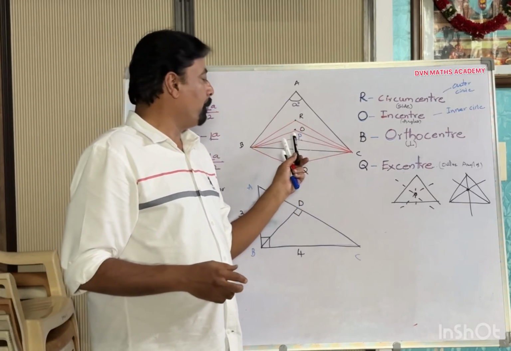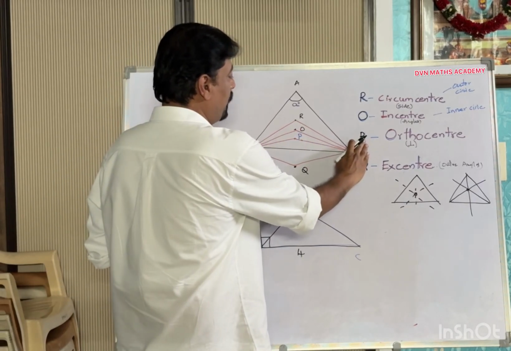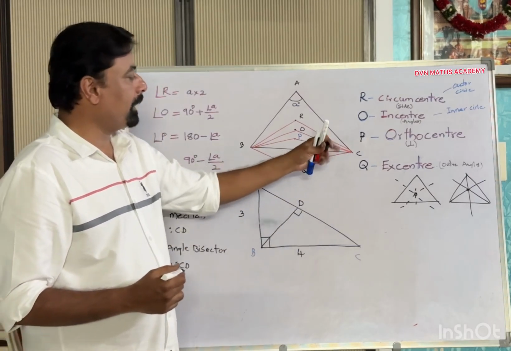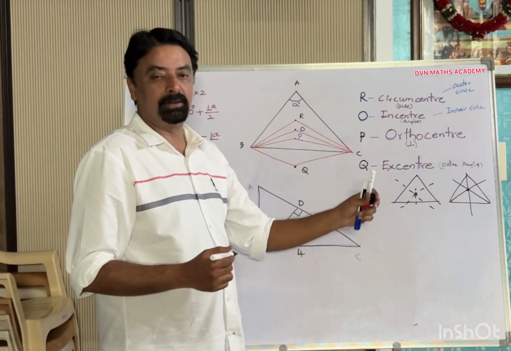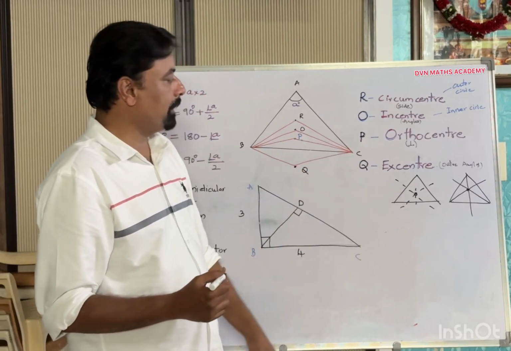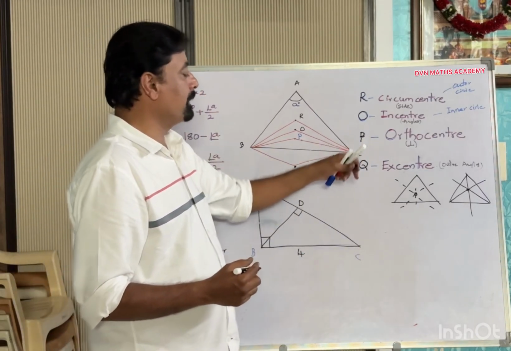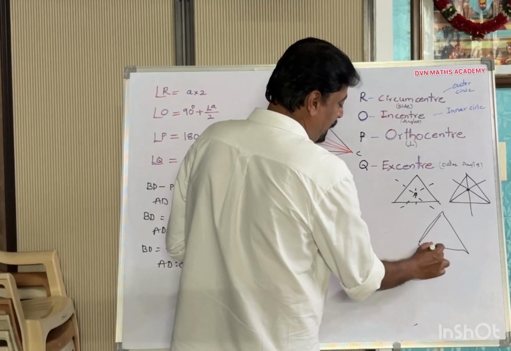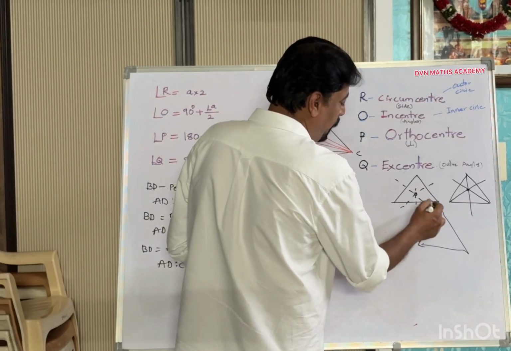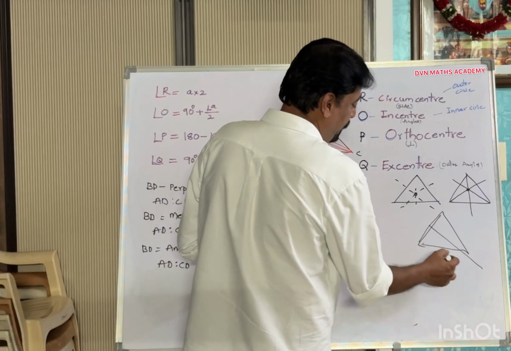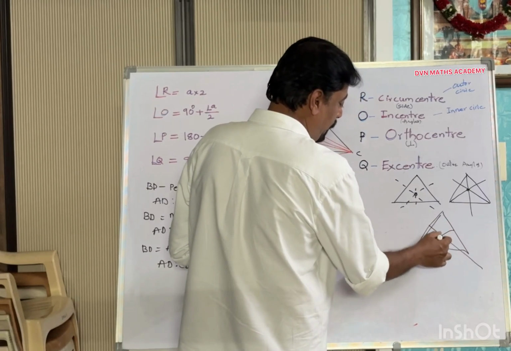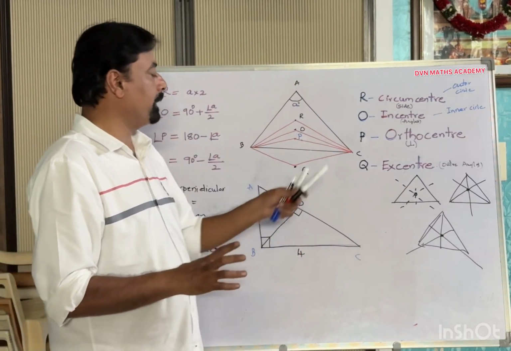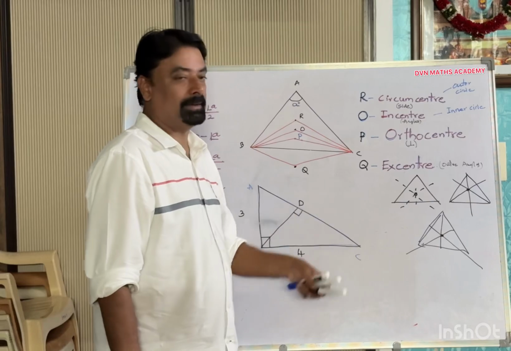And the point P, this is not B, this is point P, is called the orthocenter. This orthocenter is very, very important. Many times in competition exams, you will get this type of orthocenters. Orthocenter is nothing but, if you take any triangle and draw the perpendiculars to all the sides, where these three perpendiculars meet together, that point is called P, the orthocenter.